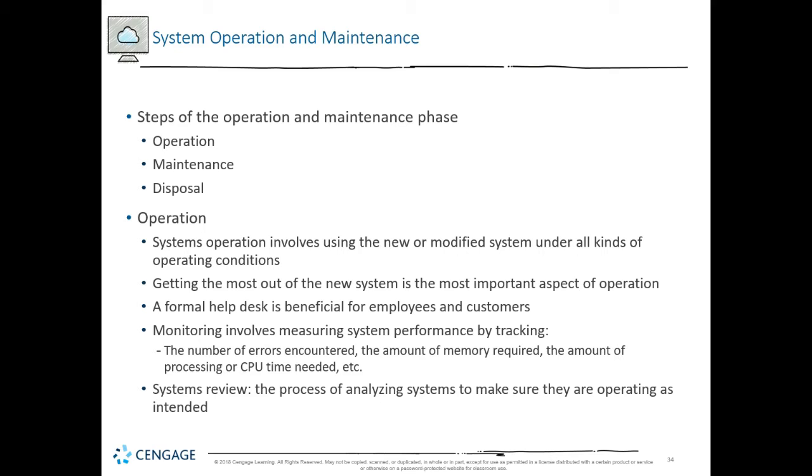A formal help desk is beneficial for employees and customers. Monitoring involves measuring system performance by tracking the number of errors encountered, the amount of memory required, and the amount of processing or CPU time required. Systems review is the process of analyzing systems to make sure they are operating as intended.